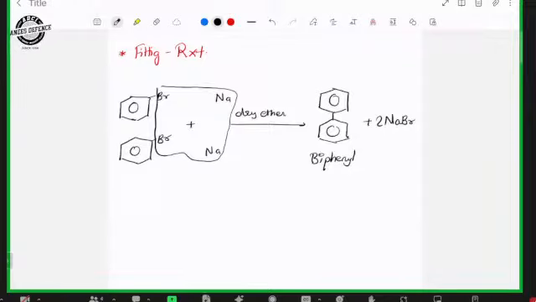Yes, you can. But if you're taking bromobenzene first, the next should also be bromobenzene only. You can't take chlorobenzene. Yes, but your system should be aromatic. Any benzene. To that you can add any methyl group or whatever you want.